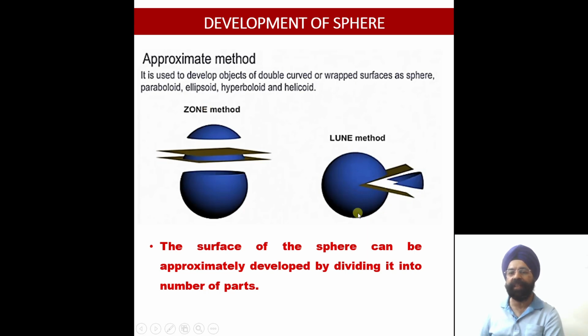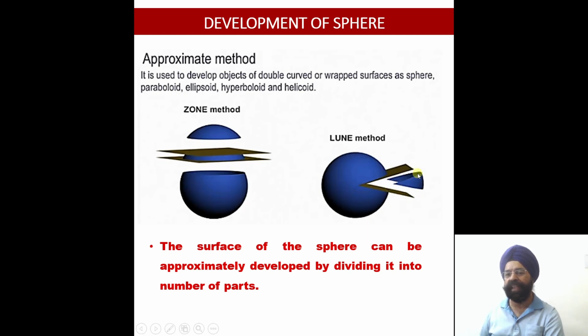Now we have the second method, in which once again we are going to divide the surface of a sphere into a number of segments. We can divide it into 8 equal segments, 12 equal segments and then 24 equal segments. So let us say we divide it into 12 equal segments. Unlike the previous case, where the cutting planes are perpendicular to the axis of the sphere, in this case the cutting planes are aligned in such a way that they are going to pick up one lune. So what is this lune?